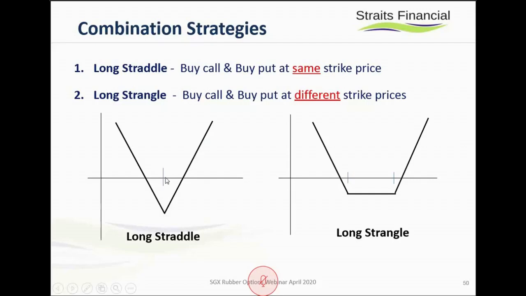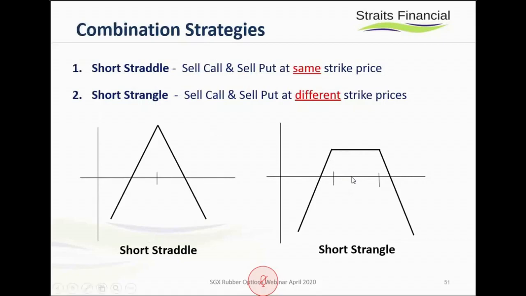So what you can do is choose out of the money options. You buy a call at a very high strike price, then you buy a put option at a low strike price. It's called a long strangle. But the market needs to move a lot bigger to break out before you make money. So buy call, buy put, different strike prices, we call it a long strangle. This strategy is less expensive but harder to make money, because you choose out of the money options, higher strike price for the call, lower strike price for the put.